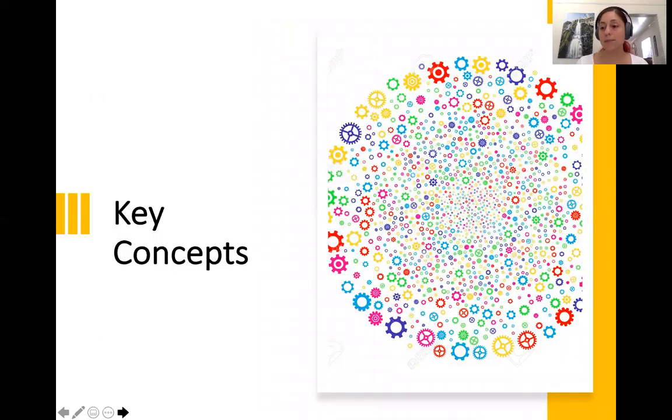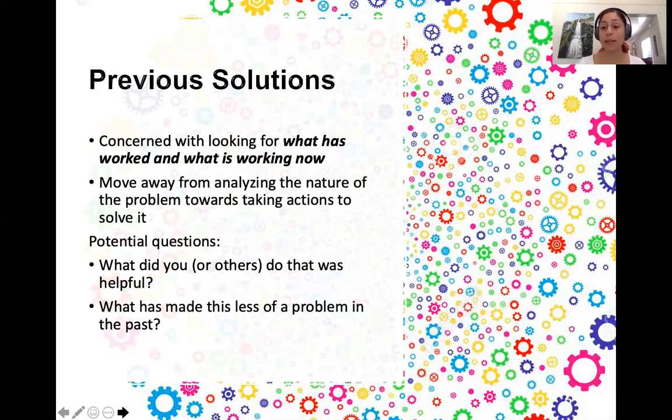Next, some key concepts. I've talked about solutions already. This is a key concept. We're looking for previous solutions. Consistent with the strengths-based approach, solution-focused therapy focuses on looking for what has worked in the past and what is working now. Oftentimes we come to therapy with stories that are highly problem saturated. It's all about what's going wrong, what's not working. And this can make it hard to see the good, the exceptions, and the solutions. So we help a client to see what has worked in the past and how that can be integrated into the present as a solution.